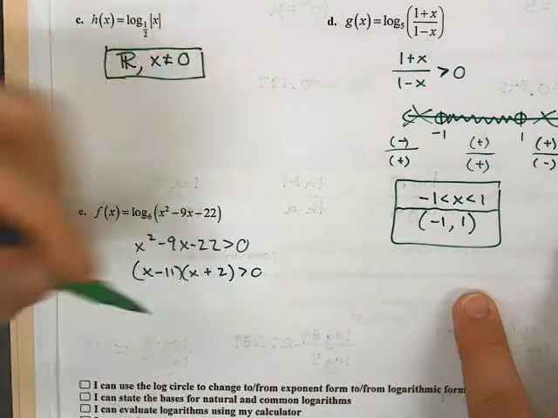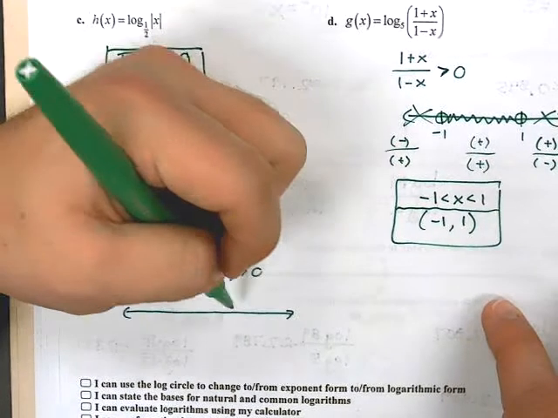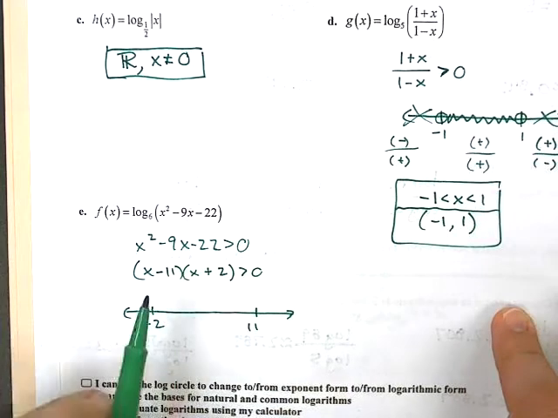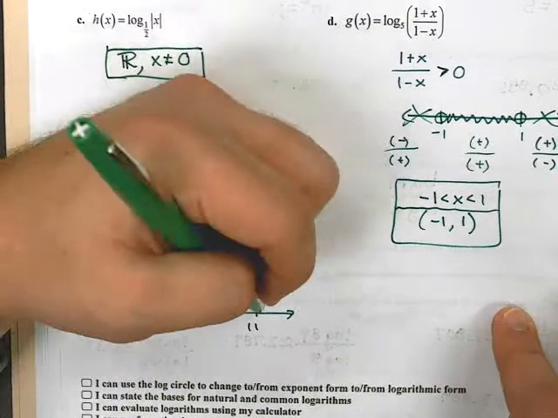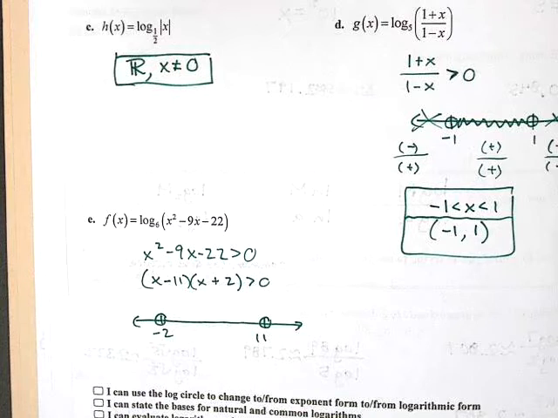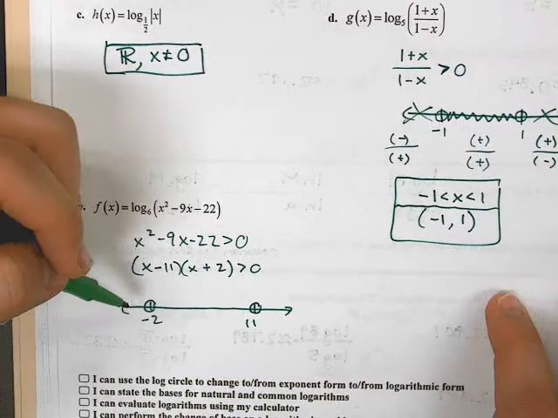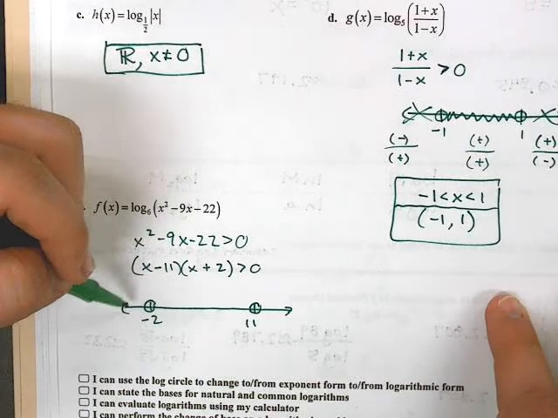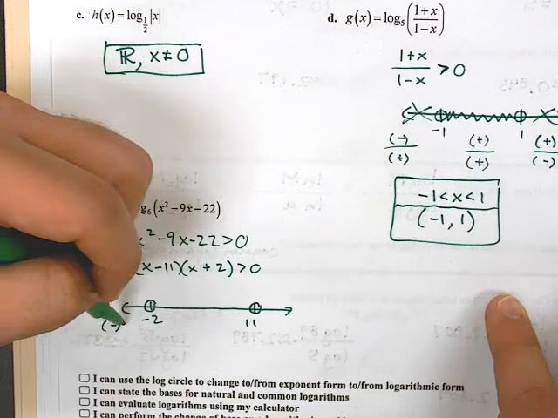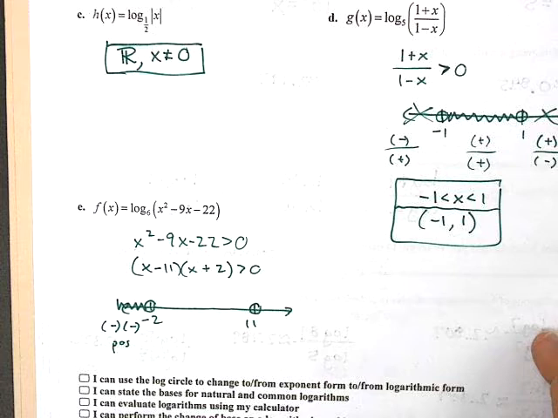Yep, there we go. So now I can plot my critical values. So I have 11, I have negative 2. Symbol is greater than, so I know I'm going to have open circles. It cannot equal 0. It has to be greater than 0. And now we test points. Let's try negative 5. Negative 5 would be a negative times a negative. So that's positive, and that's what we want. So I would shade there.